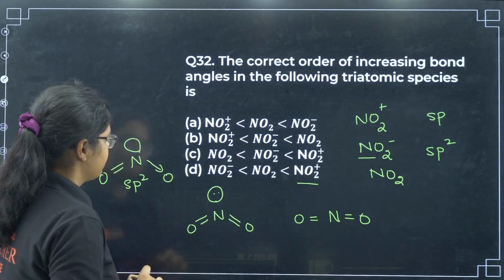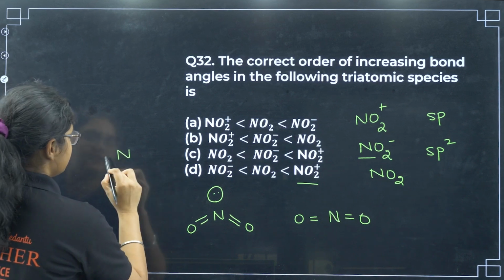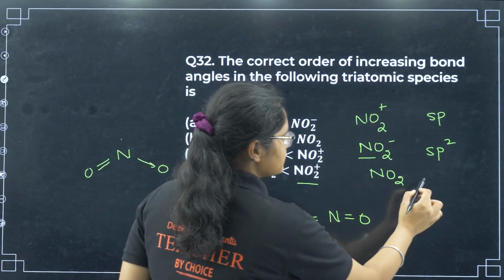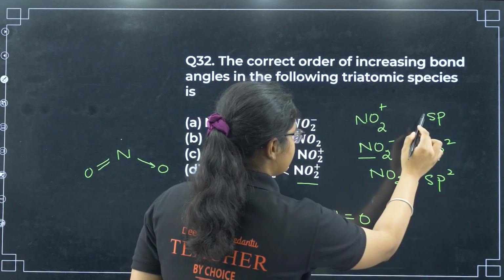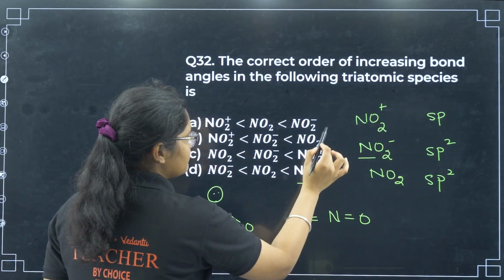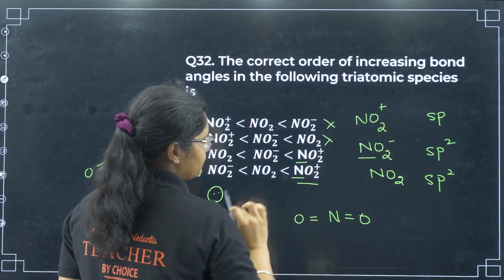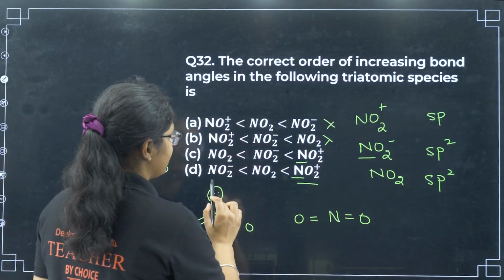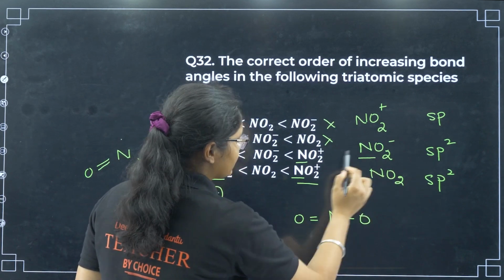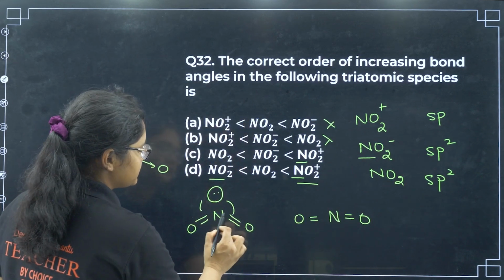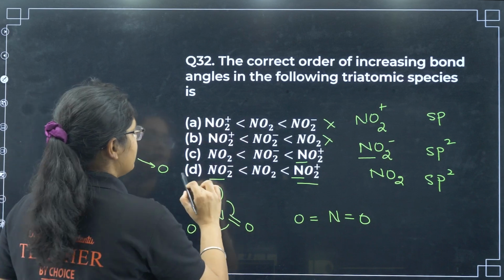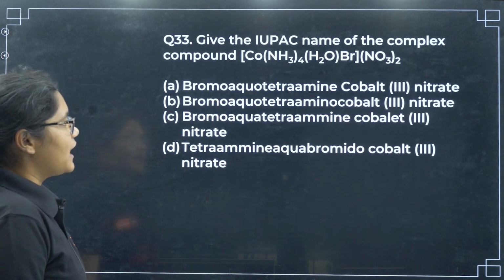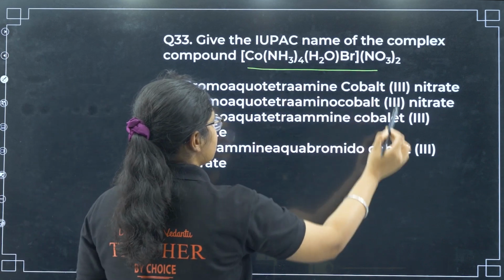So if I see the NO2 structure, it is like this. Now you can see this is also sp2, this is also sp2, so definitely NO2 plus will have the higher bond angle, so I can eliminate these two. Now here you can see there is a lone pair in NO2 minus, so the bond angle here will decrease because of repulsion. So NO2 minus will have the least one, so option number D here.